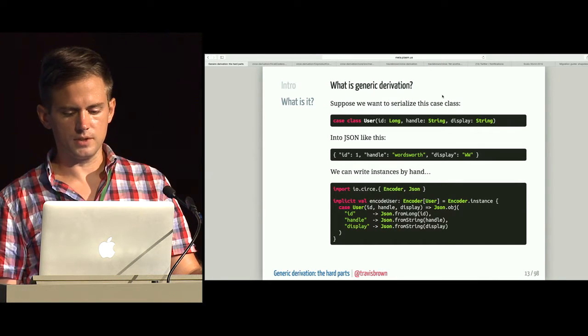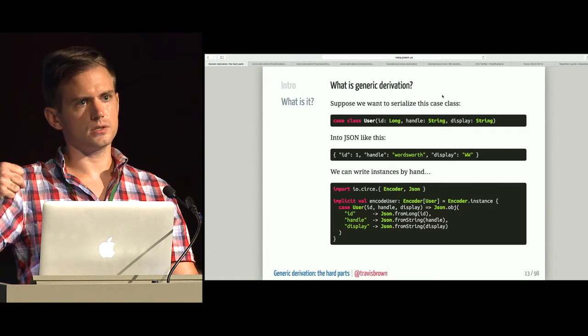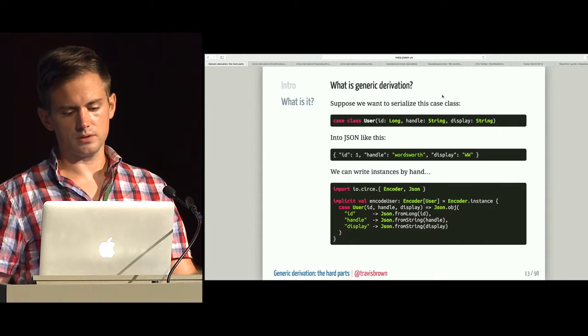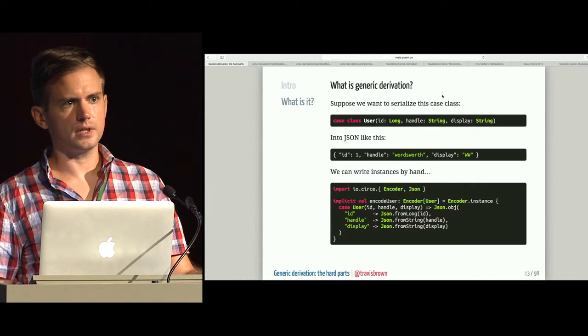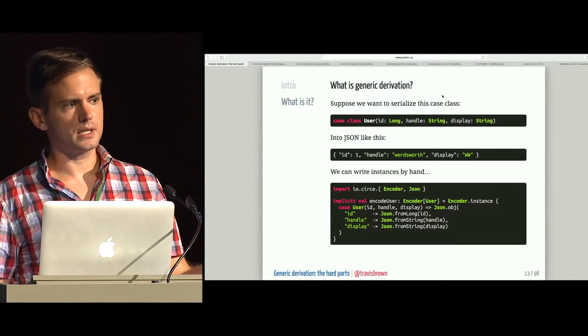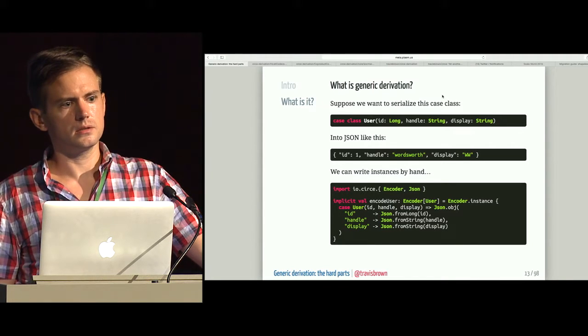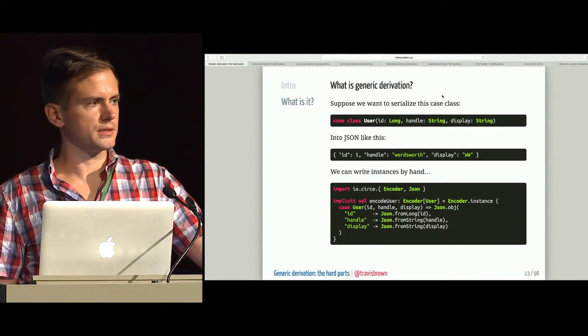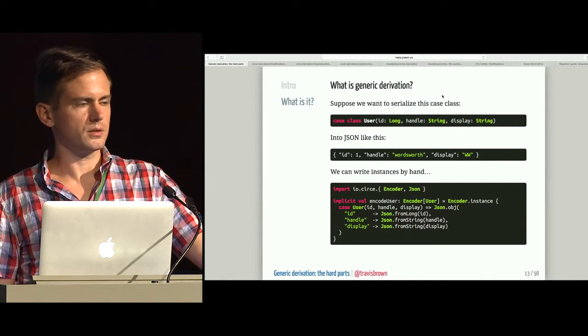We're just defining an encoder that takes a user, and then we're passing this encoder instance method a function from users to JSON values. So it's straightforward, but if you have 150 case classes that might be nested, that might be parts of these sealed families, these sealed trait hierarchies, this can be a lot of code.